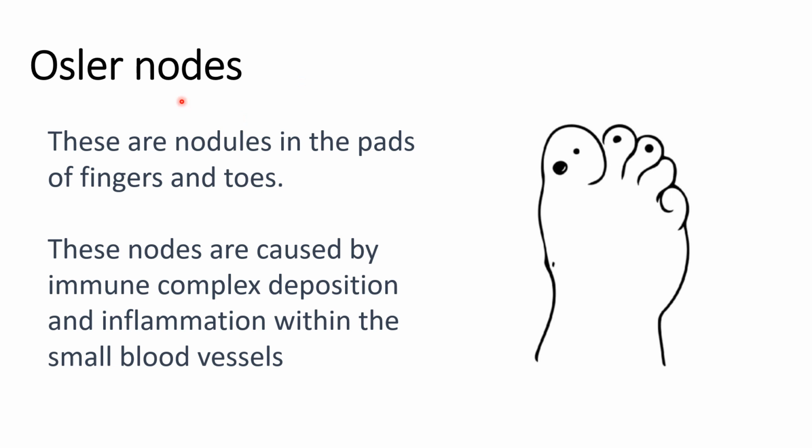Osler nodes. This you studied under the immunological phenomenon. Okay, what are these Osler nodes? See, this is the foot. Underneath the foot, on your great toe and other toes, there is a nodule-like structure which is formed here. These are the nodules in the pads of the fingers and toes. These nodes are caused by immune complex deposition and inflammation within the small blood vessels. So there is vasculitis here. Because there is inflammation of the small blood vessels, these nodes are painful. Remember that Osler nodes are painful.